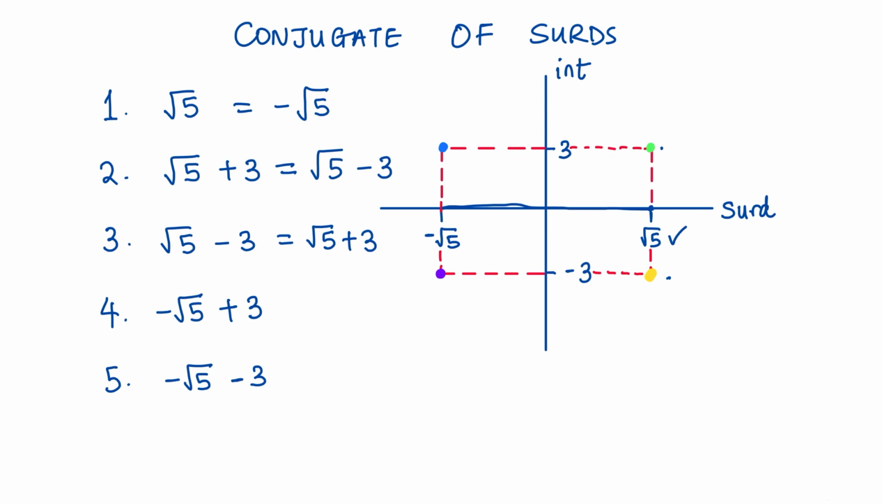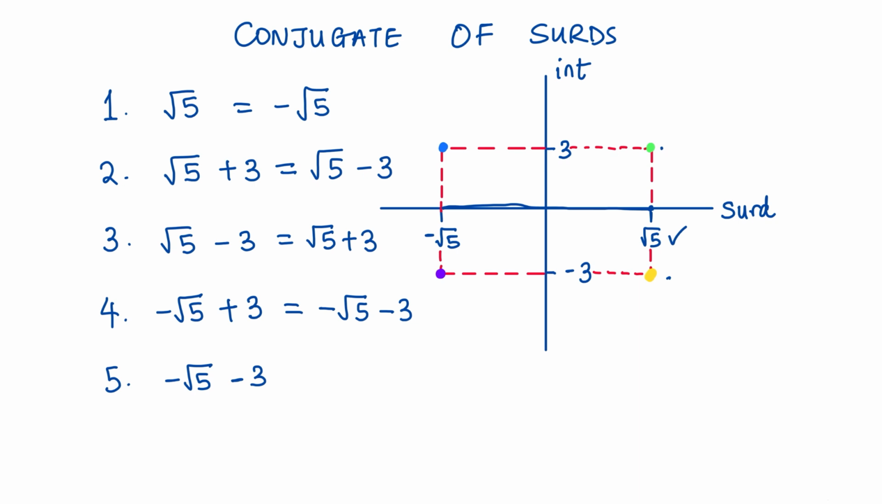Number 4 and 5 are a little bit tricky because we're starting on the negative side of the surd. And I'll show you 2 ways to handle this. For example 4, we have negative root 5 plus 3, and that's designated by the blue dot. Technically, based on the rules that I have just shown you, in order to get the conjugate, we would have to go to the purple dot, right? Because we're taking a straight line from the blue dot and we're taking the shorter line. So technically, we will have negative root 5 minus 3.